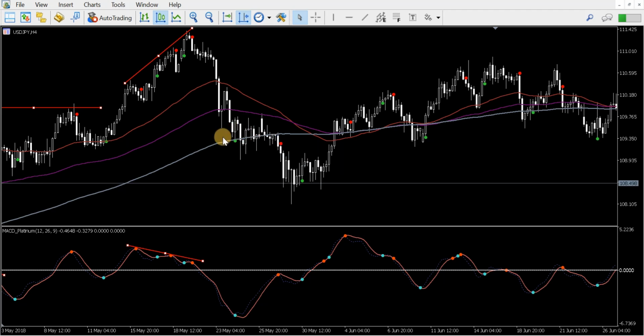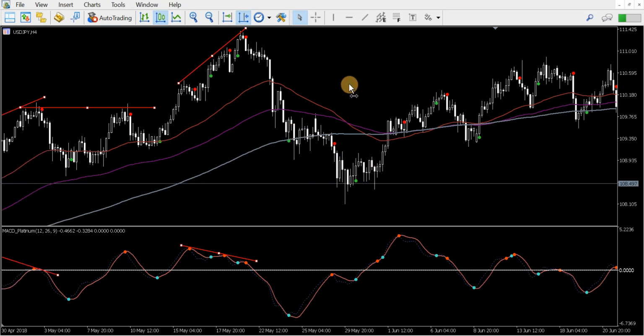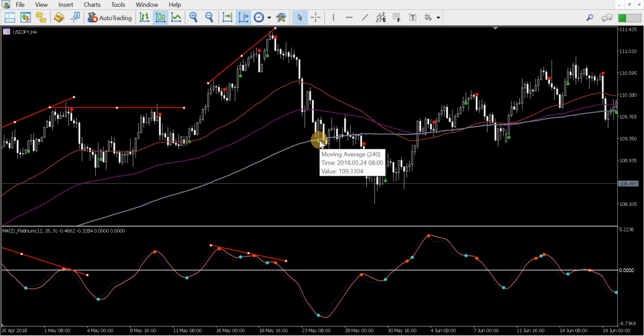So again, it could be self-fulfilling, but price tends to sit around this moving average a lot. Now, it comes down, touches it and bounces off. Now, here's a valid buy signal. You could probably make an argument for, what have we got here? Yeah, where's that? Just having a look here.